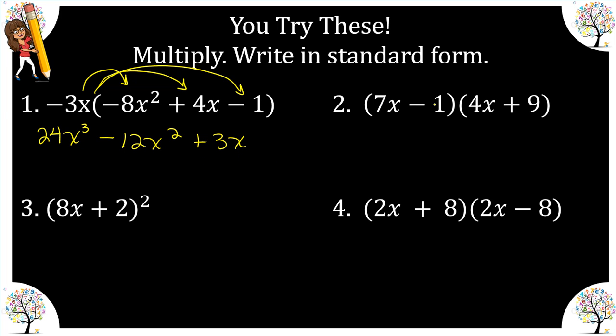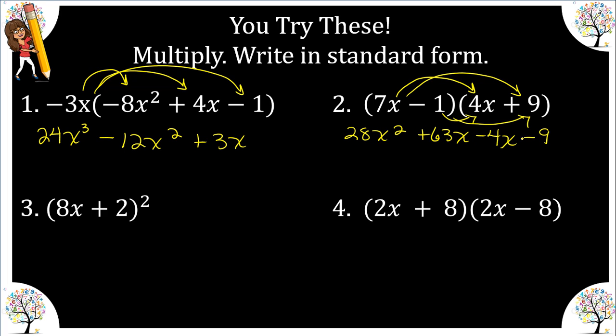We have a binomial times a binomial. We're going to multiply the 7x first. And now we're going to distribute the negative 1. And then we're going to combine the two middle terms. Here's our quadratic term, our linear term, and our constant. We have a quadratic trinomial.